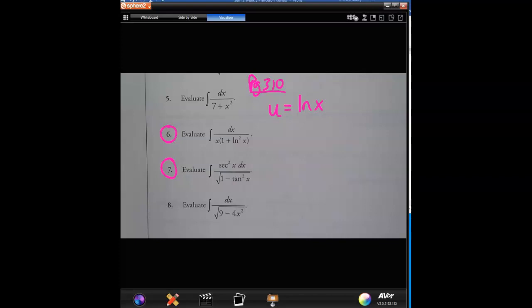All right, so there's my U. We're going to find the derivative of U with respect to x, because that's what's inside of it. So we're doing du dx, and the derivative of ln of x is 1 over x. Now we want to get dx by itself, so I'm going to multiply both sides by dx.